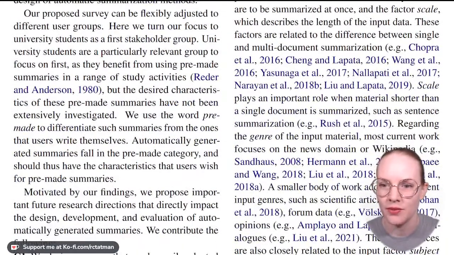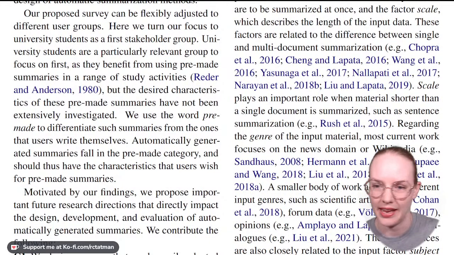Our proposed survey can be flexibly adjusted to different user groups. Here, we turn our focus to university students as the first stakeholder group. So stakeholders are just people who care about the model, basically. It's a very broad way of saying it.